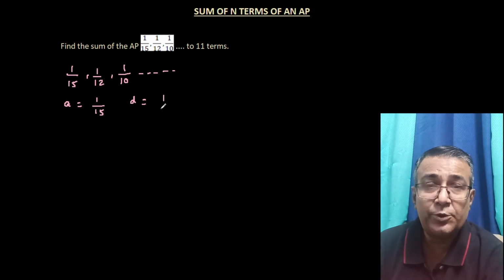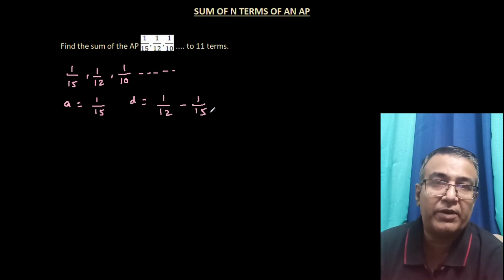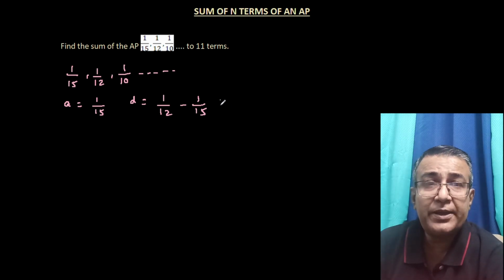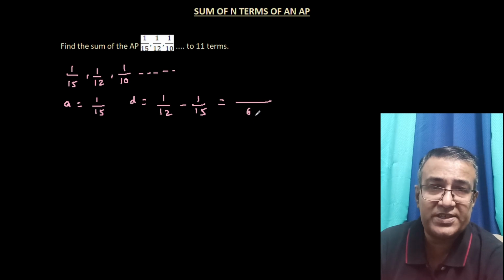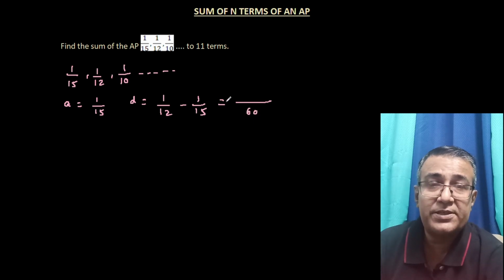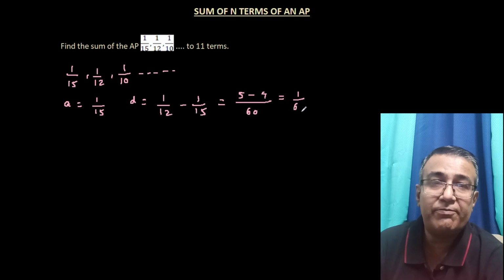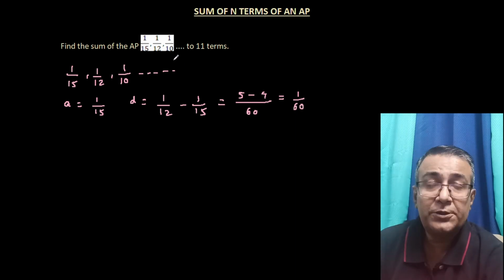So in this case, it's going to be 1 by 12, which is the second term, minus the first term, 1 by 15. To simplify it, we can just take the LCM of 12 and 15, which happens to be 60. So 12 times 5 is 60, so 1 times 5 will be 5. And since 15 times 4 is 60, 1 times 4 will be 4. So we get 5 minus 4 on 60, which is 1 by 60. So the common difference of this AP is 1 by 60.